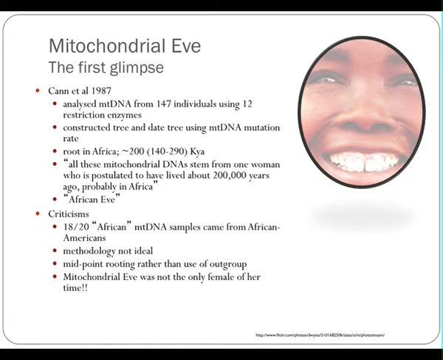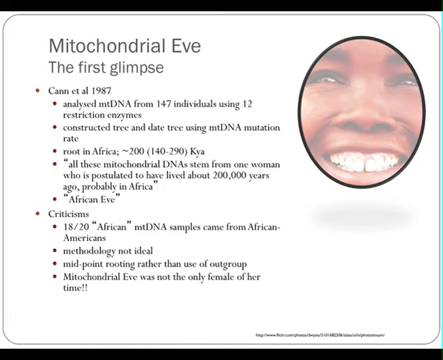Now, there were some criticisms of that first paper because the majority of the African samples were actually from African Americans. And African Americans typically have an admixture of about 20% European ancestry. So it just makes things a little bit noisy. And the methodologies weren't ideal.